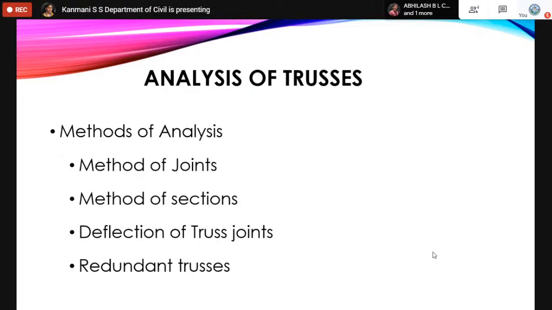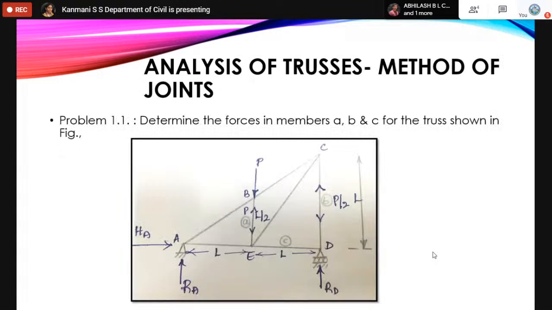Now let me take the first one, analysis of truss by method of joints. I have taken one problem here wherein in the exam, they will ask you to find the member forces in A, B, C. They have given the names as A, B, C. So in A, B, C members only, we have to find what is the force.